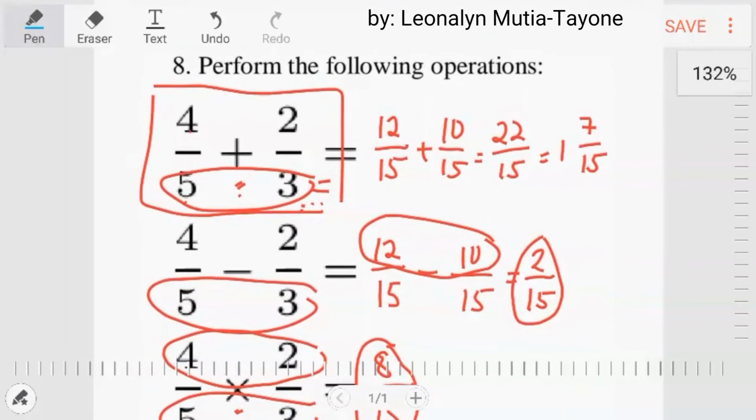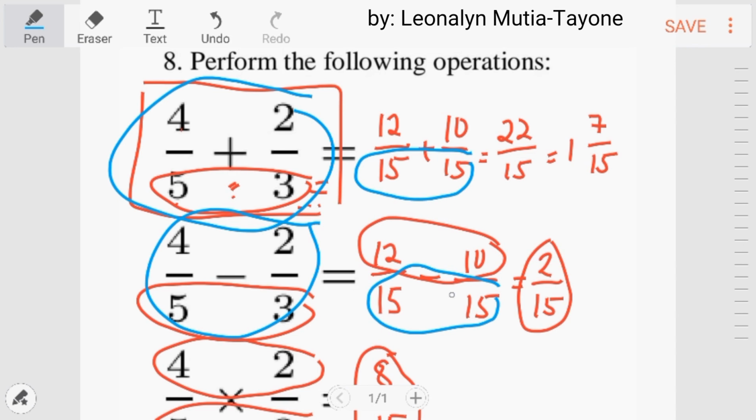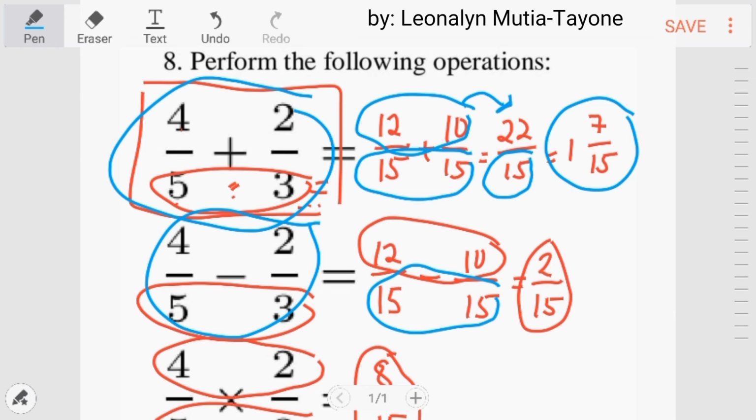Ulitin ko lang. Kapag addition and subtraction, dapat hanapan natin siya ng least common denominator. Dito ang least common denominator niya ay 15. Then, just copy the denominator, ang i-add mo lang yung numerator. So, ito na yung final answer. Next, sa subtraction naman, just copy the denominator, ang i-subtract mo yung mga numerators lang. So, ito na yung answer.